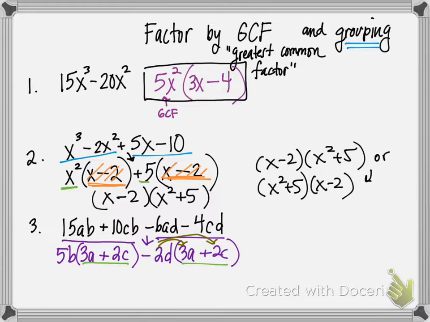So my final factored form here would be the following. The matching parentheses, 3a plus 2c. And again, if I shade those out, because we factored that to the front, what's left is 5b minus 2d. So 5b minus 2d.